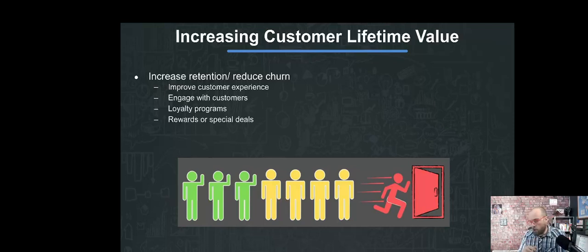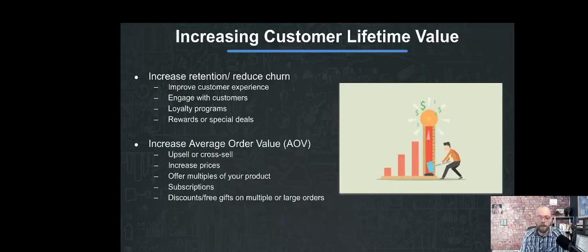Or as soon as you've bought so many, or you've been a customer for a year, we're going to give you this. Or we're going to give you first look at this new product, service. Whatever it is that we've got, you're first in line for it. So there's loads of things that you can do there.